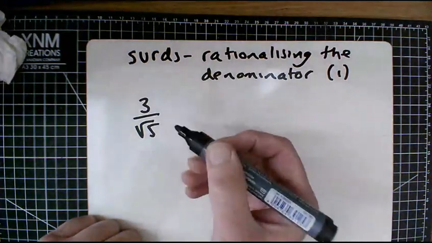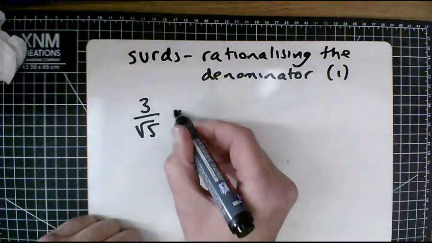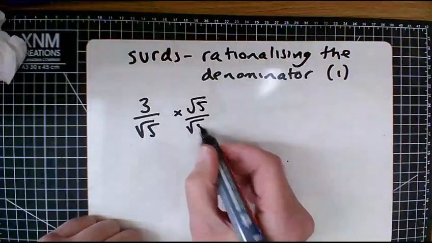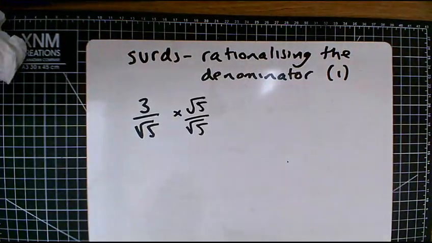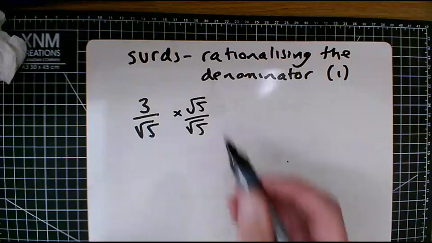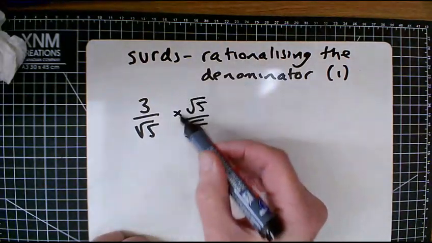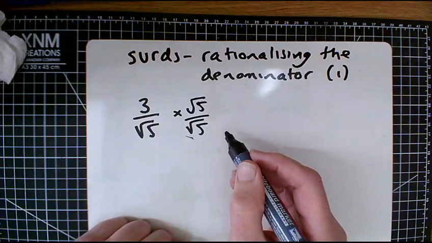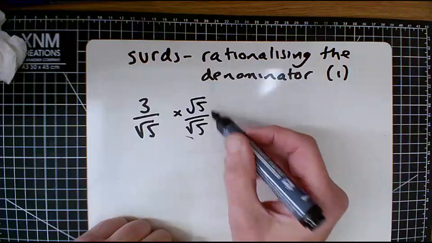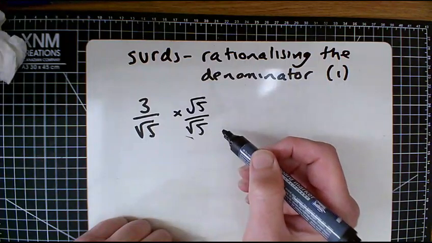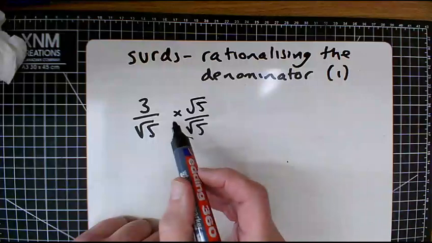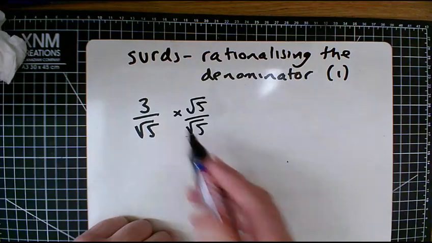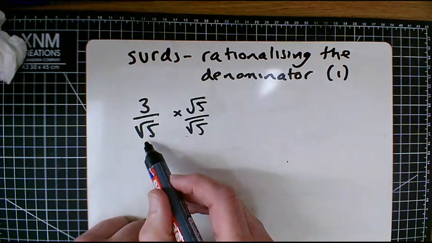Now what we do essentially is we multiply this number by the denominator over the denominator. Now if you think about it, this here, root 5 divided by root 5, is the same as the number 1, because any number divided by itself is still 1. So what we're doing effectively is multiplying this number by 1, which is not going to affect the number.